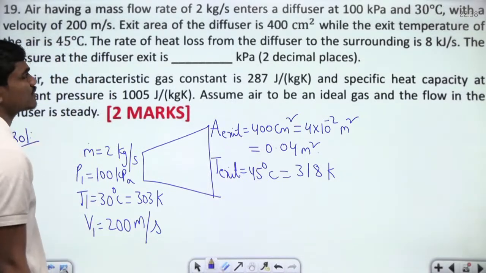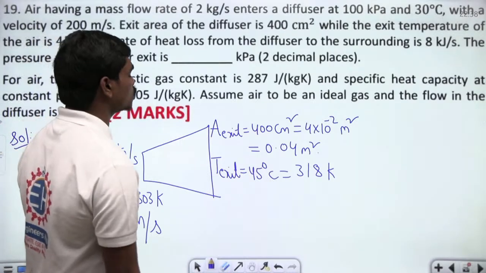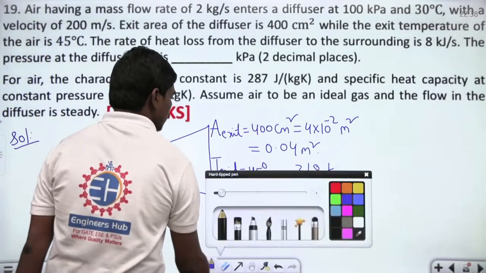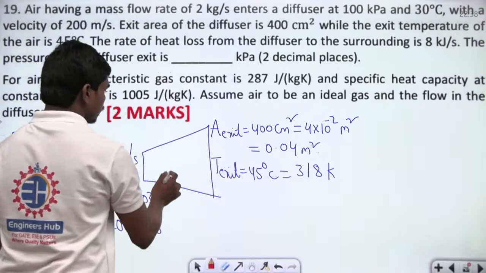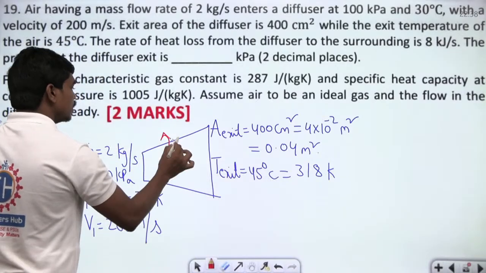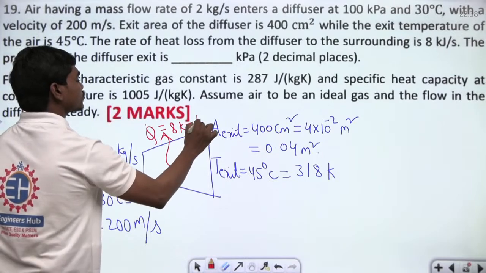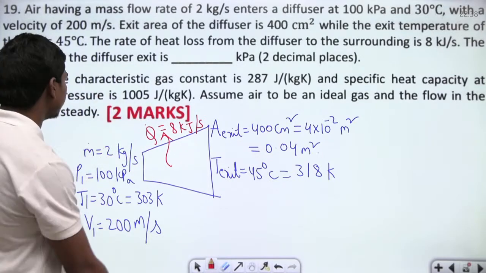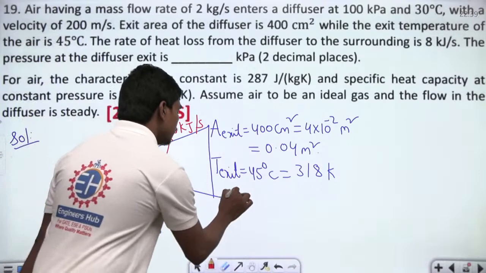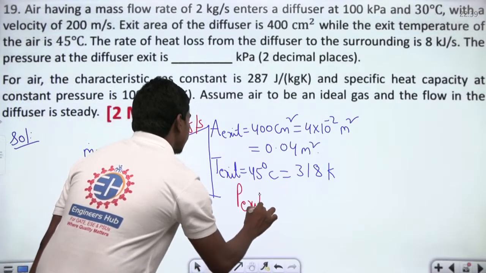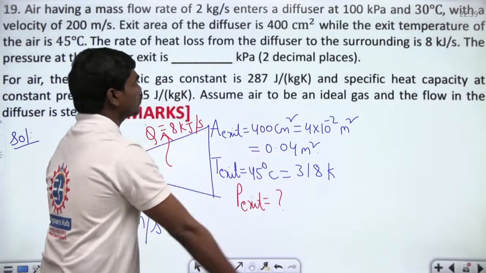The rate of heat loss from the diffuser to the surroundings is 8 kilojoules per second. So during the movement of gas, there is some heat loss, which is Q dot. Of course, this is 8 kilojoules per second. So if this is 8 kilojoules per second, what is the pressure at the diffuser exit, in kilopascals?